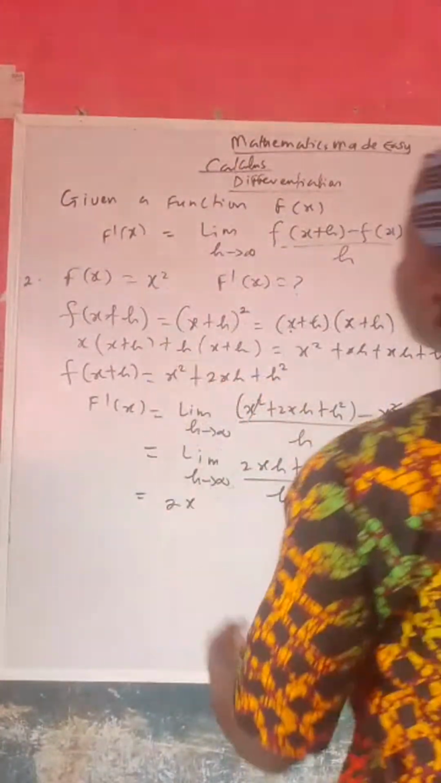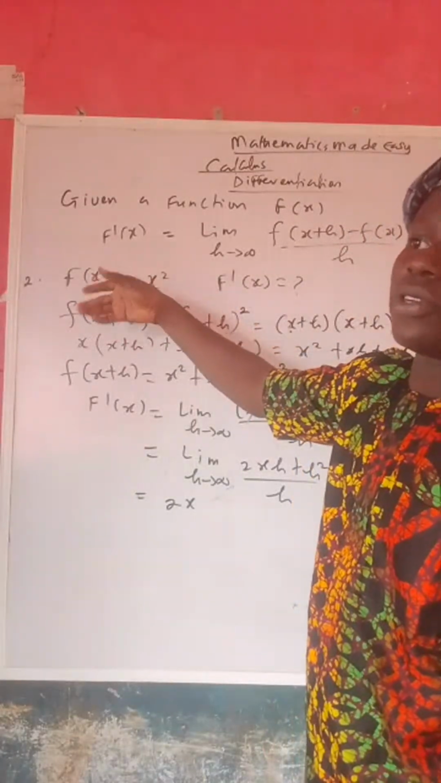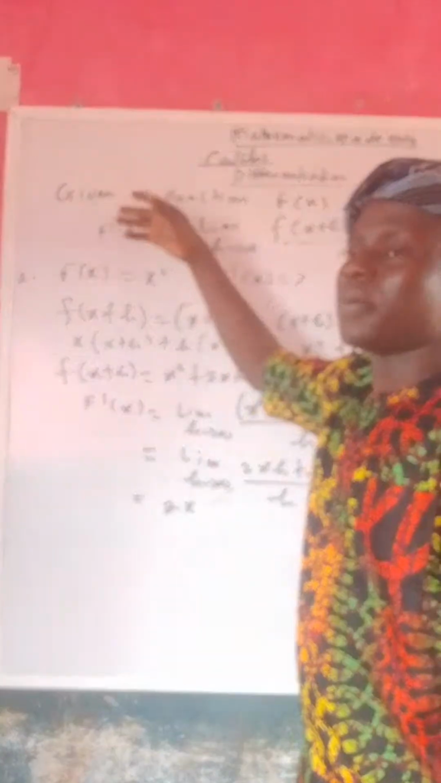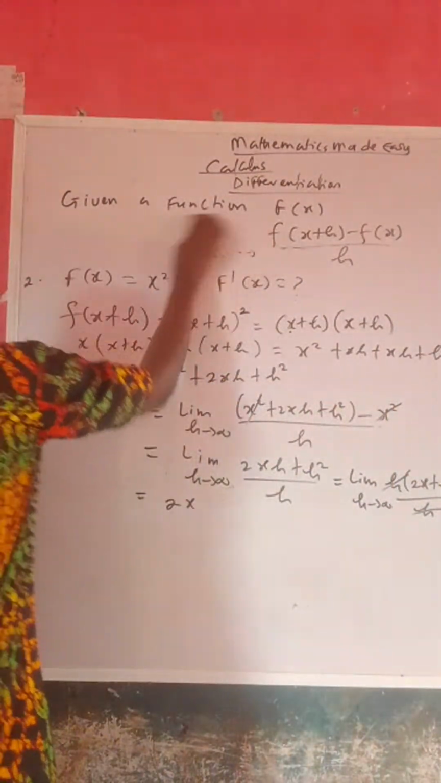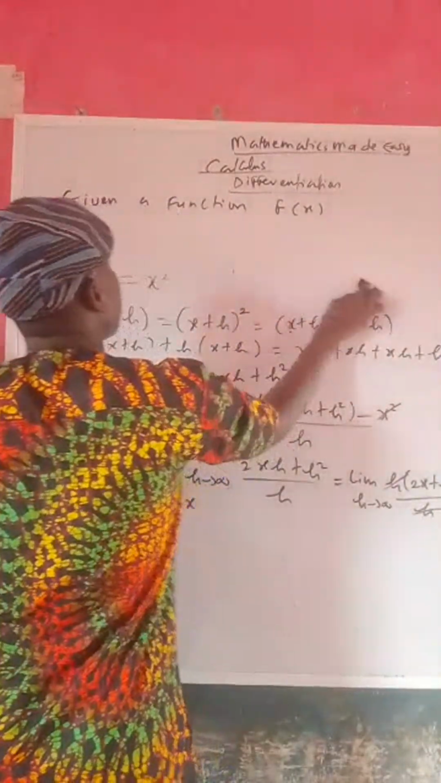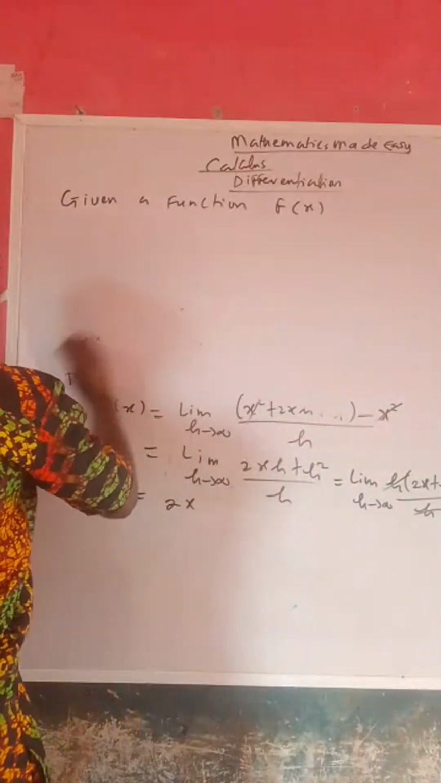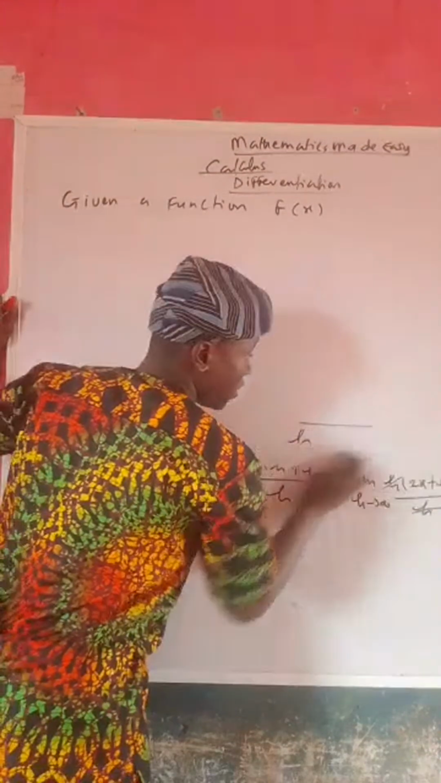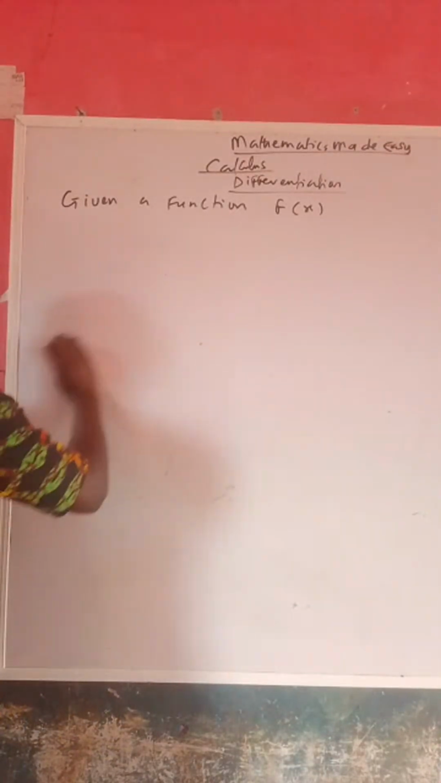You can let f of x be equal to x cubed, x raised to the power of any one you like. You still get it. But if you don't want to use this formula, that is another way around. You can differentiate some function using the first principle. There's also what is called first principle.